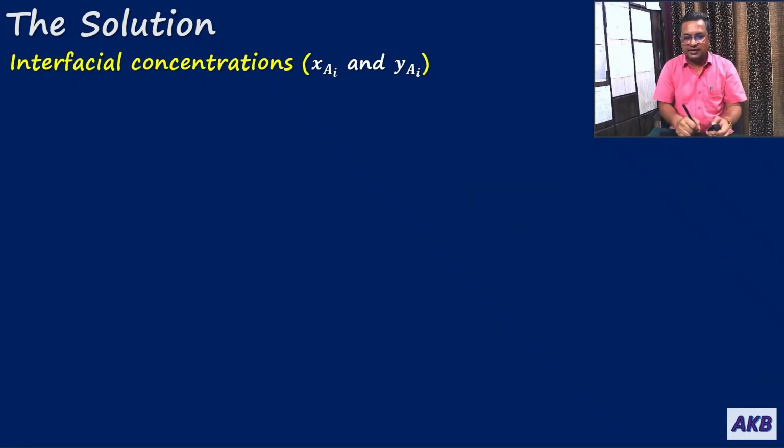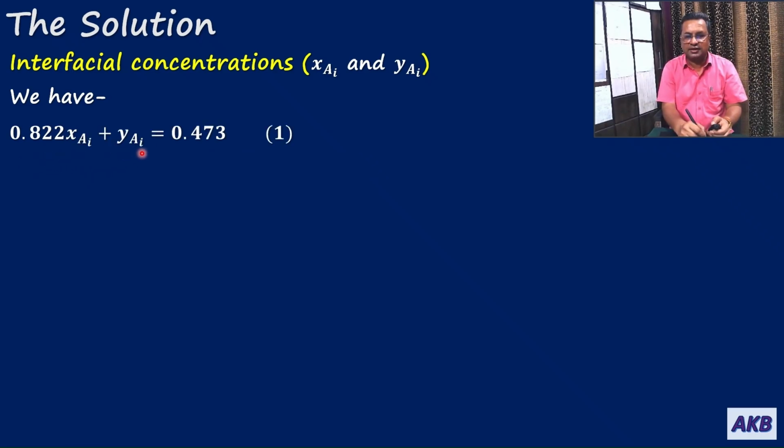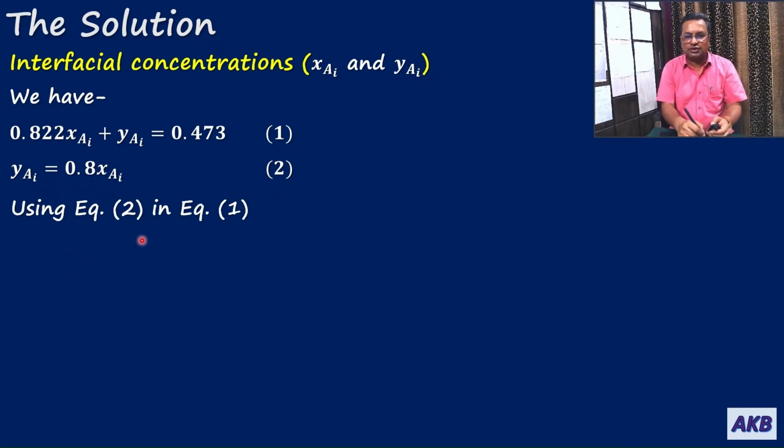So we are getting interfacial concentrations, that is xai and yai. We have got these equations: 0.822 xai plus yai is equal to 0.73, that is equation 1. Then we got yai is equal to 0.8 xai, this is equation 2. Now we will use equation 2 in equation 1.